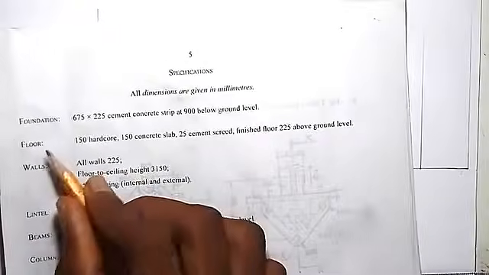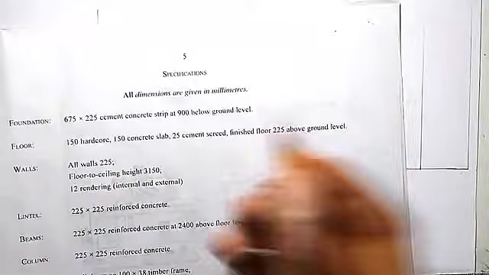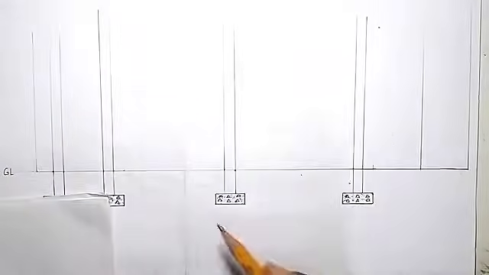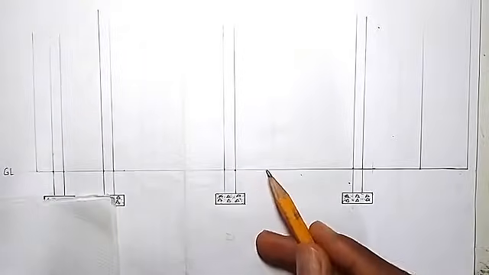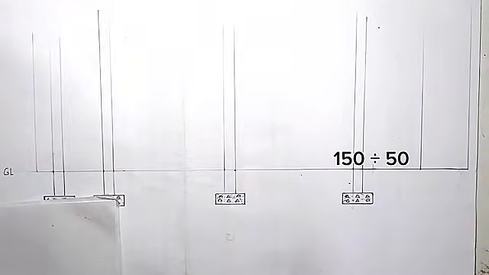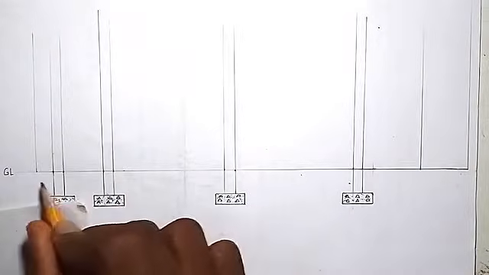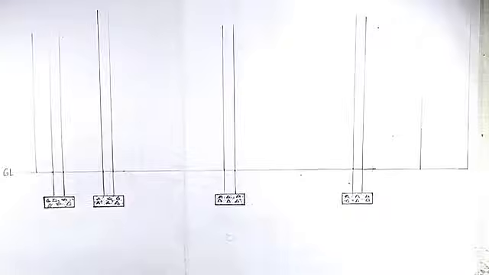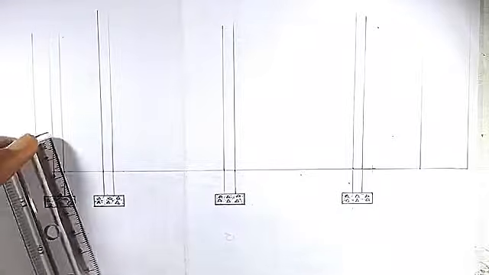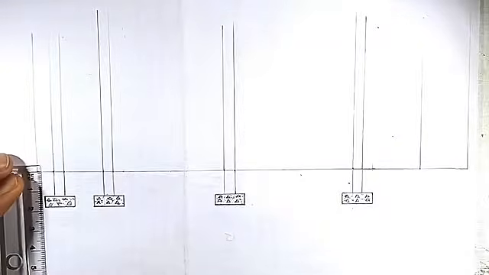Going over to the floor, we're having 150 hardcore. So the hardcore is going to be below the ground level. So from the ground level, we are going to measure 150 hardcore. So 150 divided by 50 is giving us 3, which is 0.3 centimeter. So from the ground level, we mark 0.3 cm. We draw for the hardcore. So mark 0.3 here.